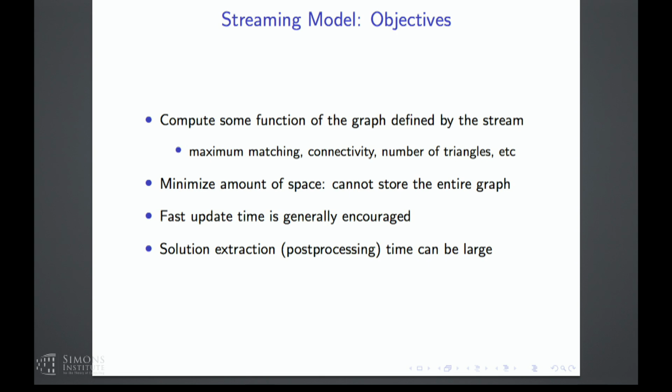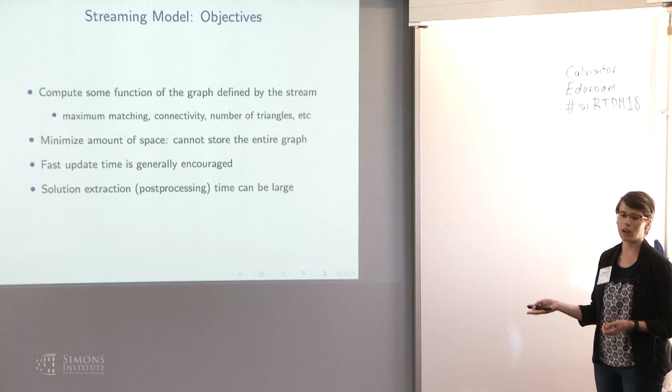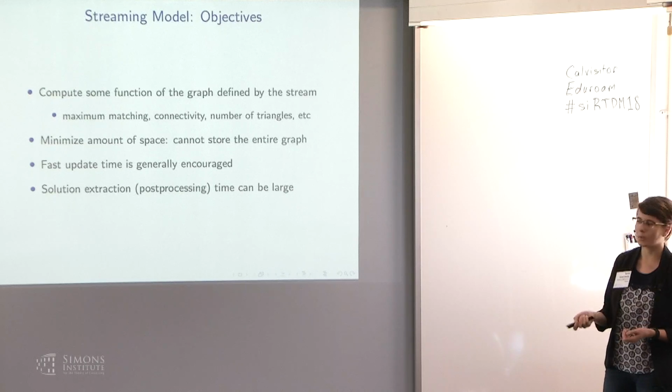So we want to compute some function of this graph that is defined by our stream. The problems considered are such as maximum matching, determining whether the graph is connected, counting the number of triangles, and so on. And our main objective is to minimize the amount of space that our algorithm is using, because we're assuming that the graph that we're dealing with is really large, and in particular, we cannot store all of it. Fast update time is also generally encouraged, but on the other hand, we're assuming that we're only extracting the solution once at the very end of the stream, so the post-processing time can be quite large.